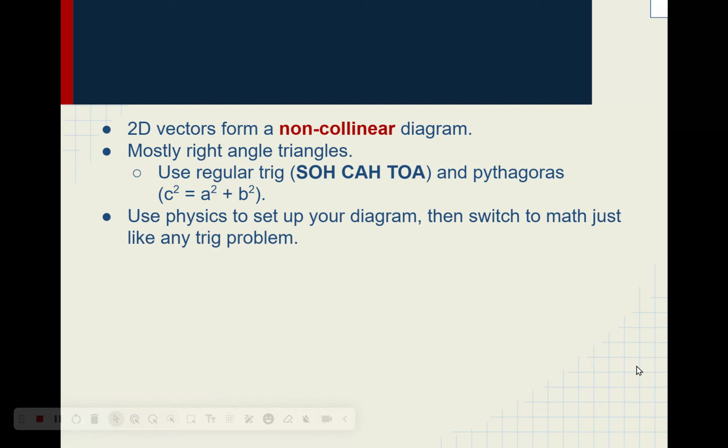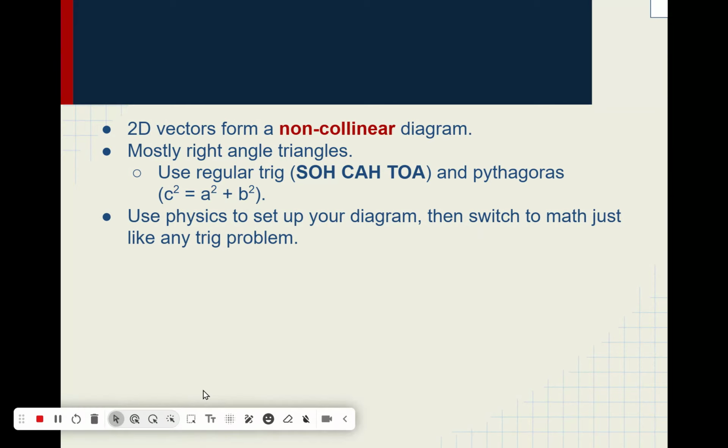Then you switch to math and you do it like any other trig problem, because you're going to have a big triangle and you'll use Pythagoras or SOHCAHTOA or whatever it is that lets you solve the answer. And then usually we half flip back to physics so that we can take whatever we've been doing and come up with a final answer, a statement that we can make.